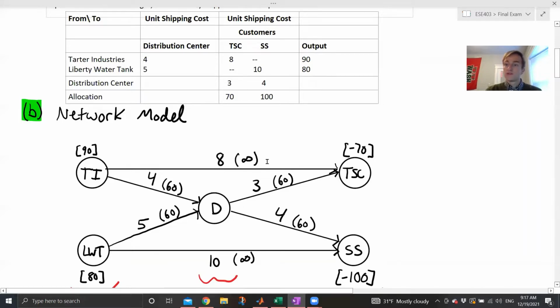From the problem, we earlier discussed that there's no limit on shipping directly from a plant to a customer. So that value is infinity. This is the value of the flow for that path, or the maximum flow. And here, as we said, from anywhere to and from the distribution center, it can only be 60 units of product. So that's what is viewed here.